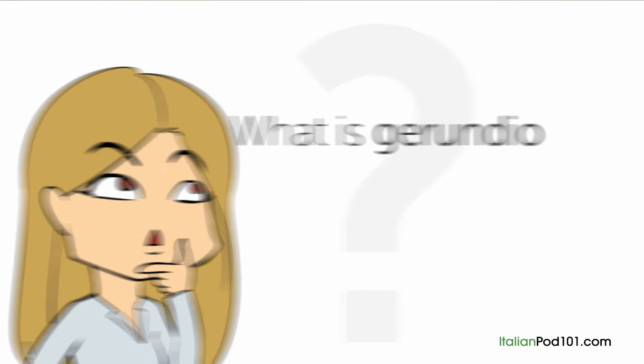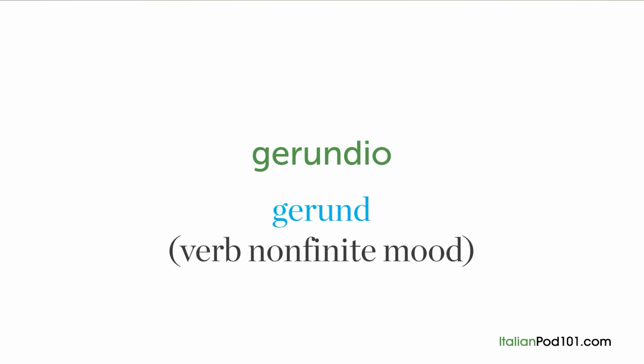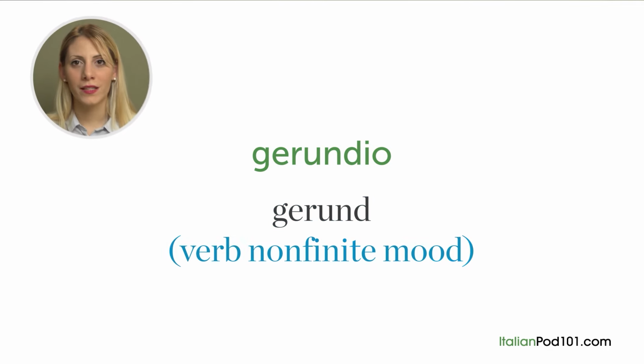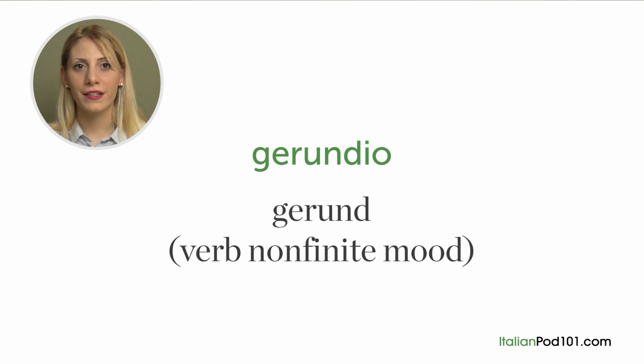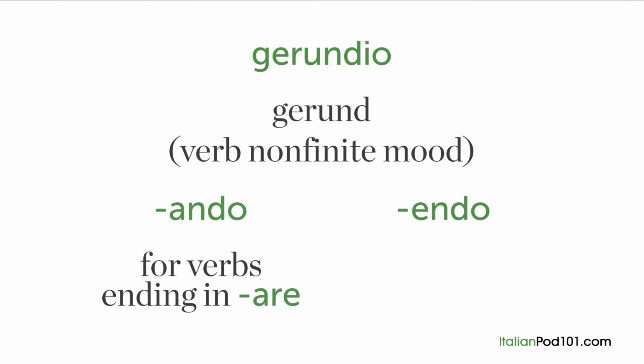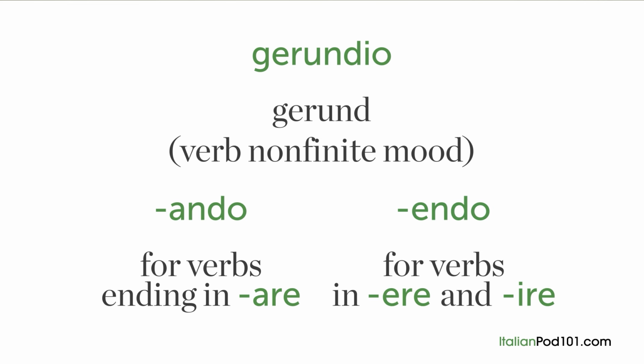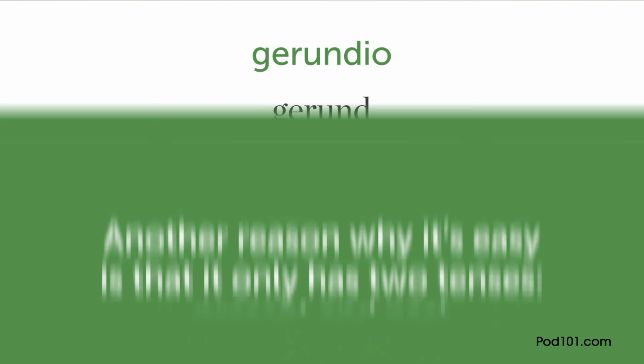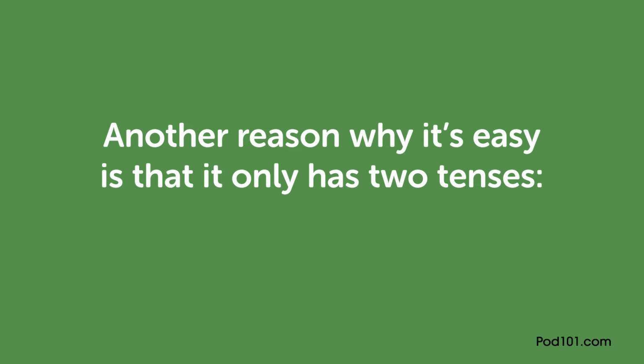The question for this lesson is, what is gerundio? Gerundio, or in English, gerund, is a verb non-finite mood. This means that you don't need to conjugate it. It's very similar to the continuous form of English verbs ending in -ing. As we said, it's very convenient as you don't need to conjugate it. It only has two endings, -ando for verbs ending in -are and -endo for verbs ending in -ere and -ire. Another reason why it's easy is that it only has two tenses, present and past.